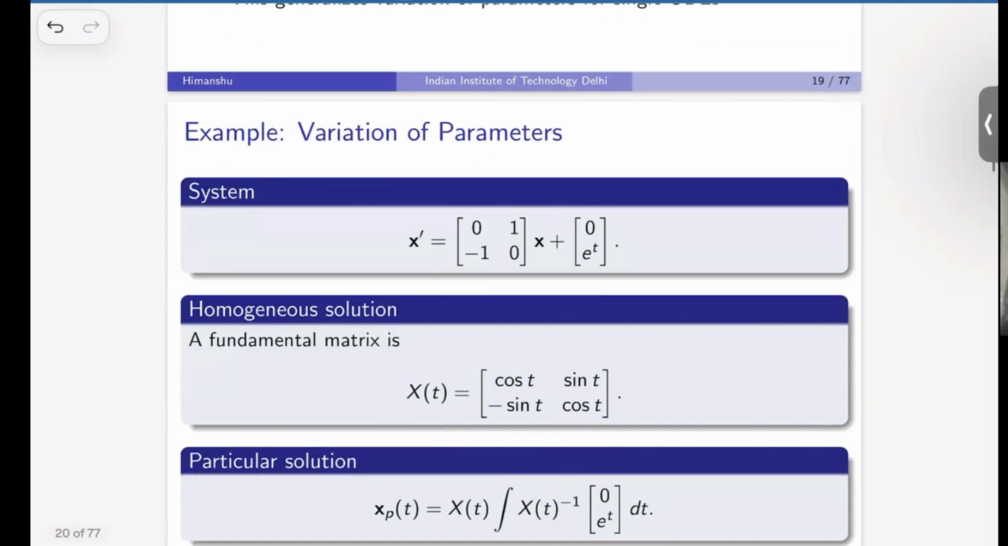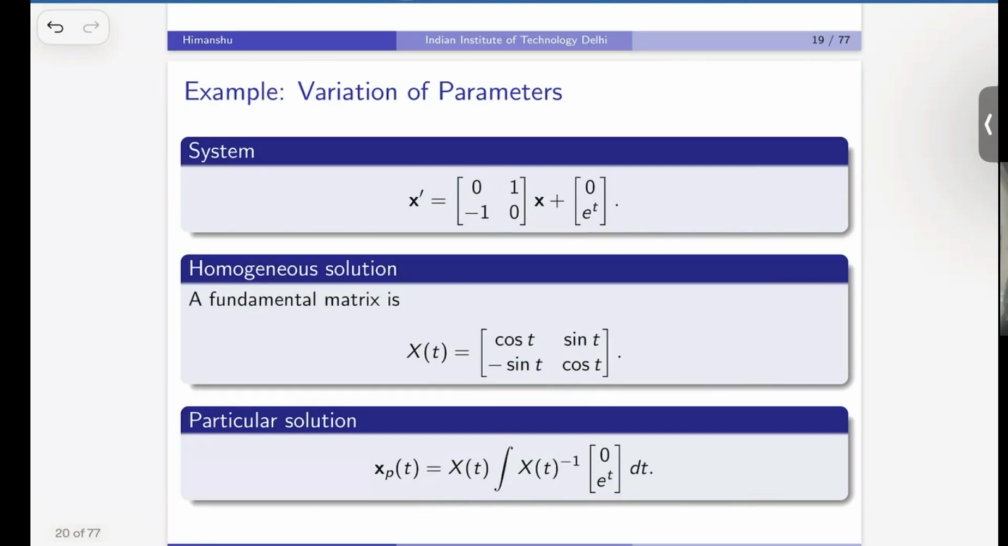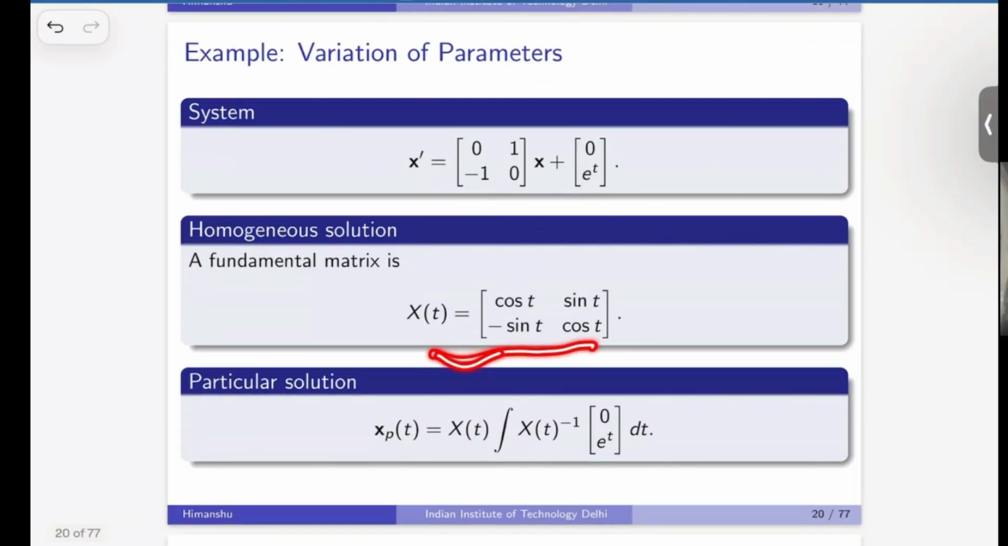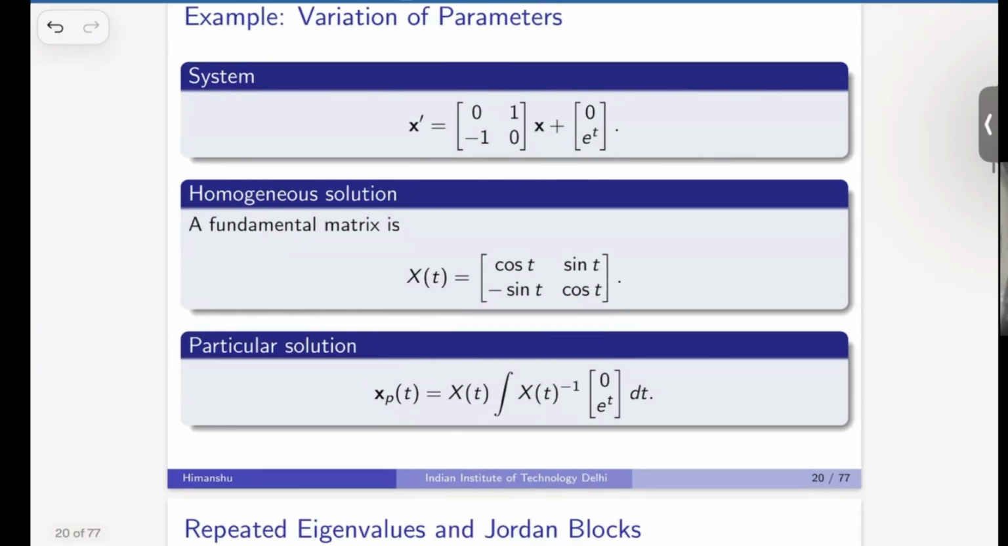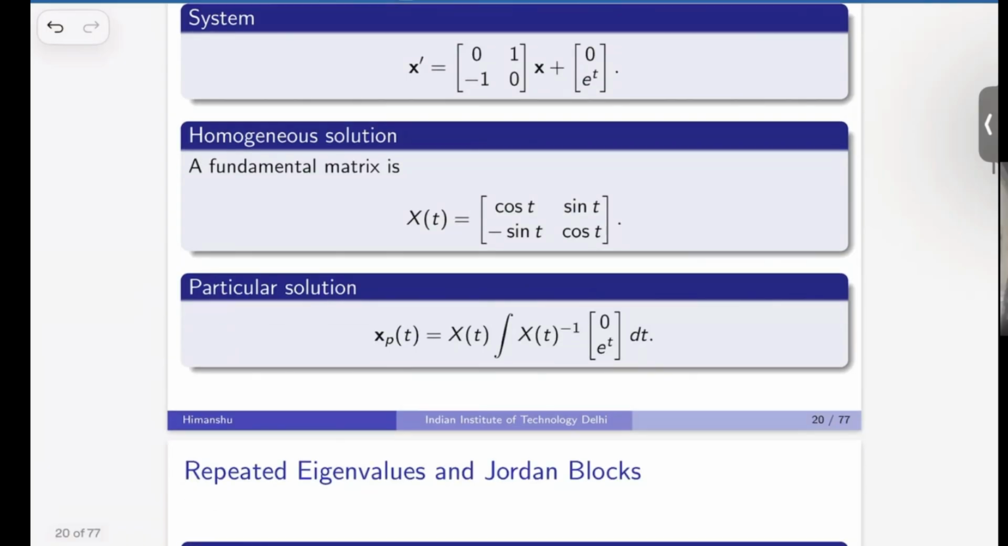Okay, great then. So here is one example of the variation of parameters. Let's say this is my differential equation, and this is the solution. You can verify it, and just take the X inverse of this. Why does X inverse exist? Because our functions, these are two linearly independent eigenvectors. That's why their inverse exists. And after solving this, we can find the particular value.